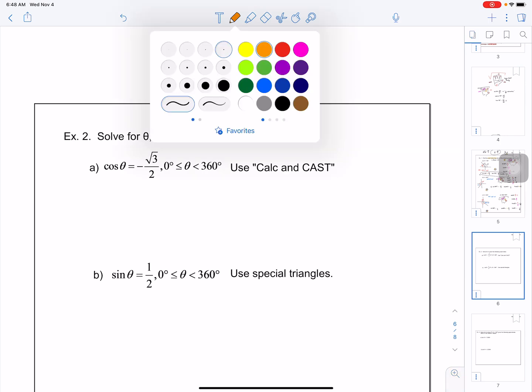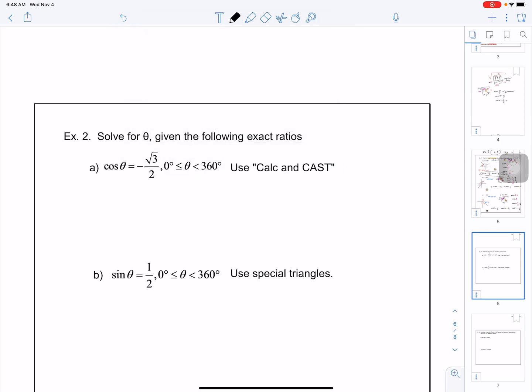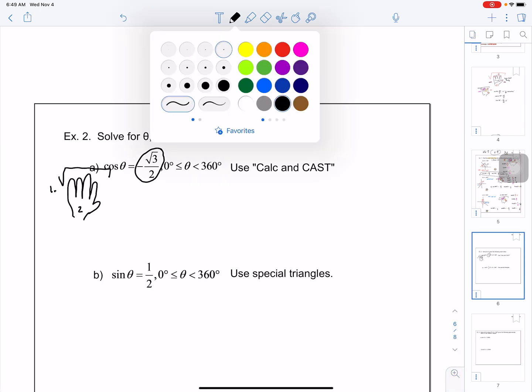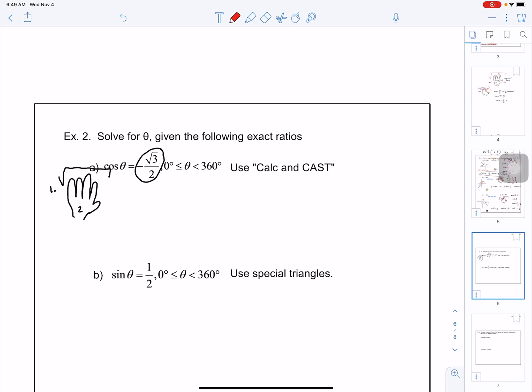Now what we're going to do is work backwards. They give us the ratio, and I want to find the angles that are associated with that ratio. So the first thing I need to do is draw my hand out, and I need to locate the reference angle off of my hand or my triangle that relates to having a root 3 and a 2 for cosine.